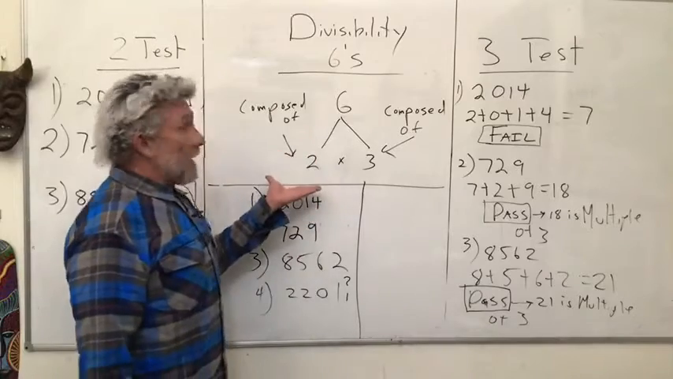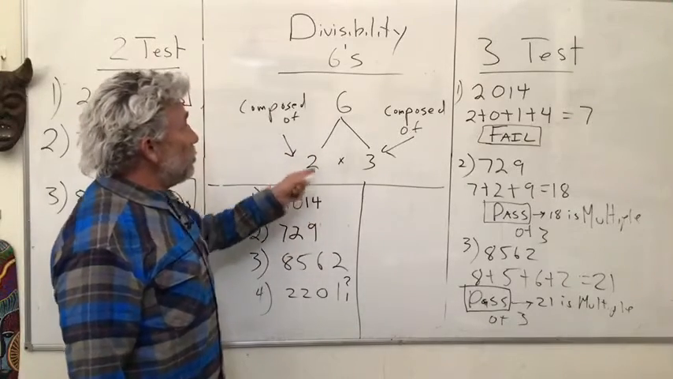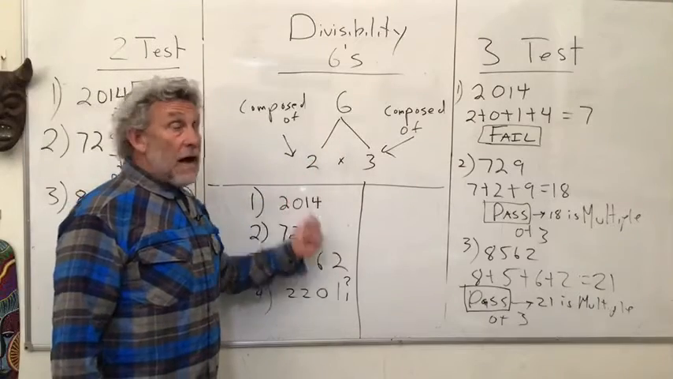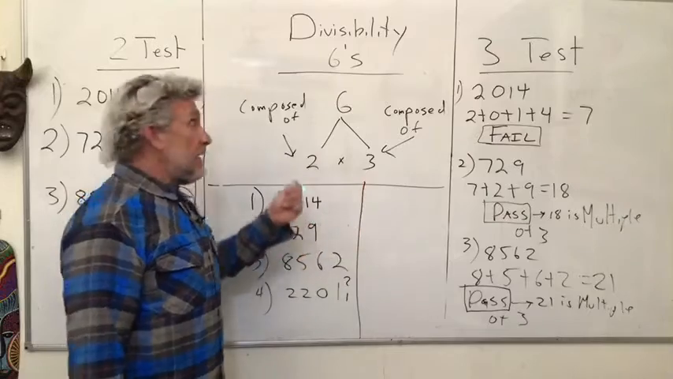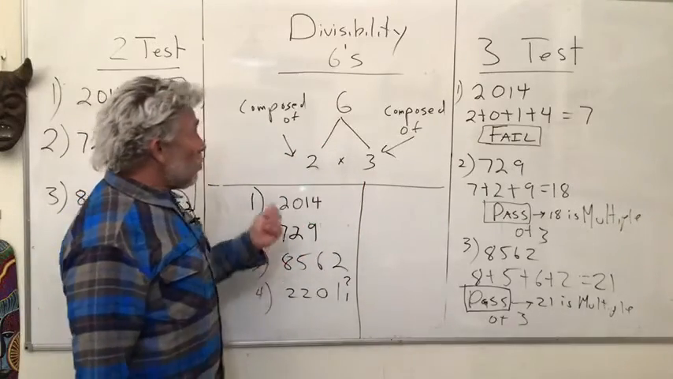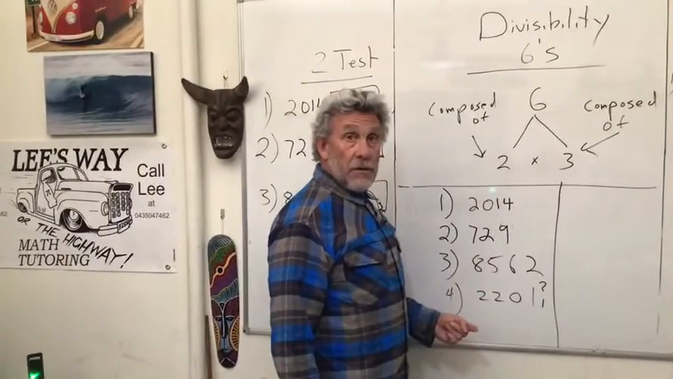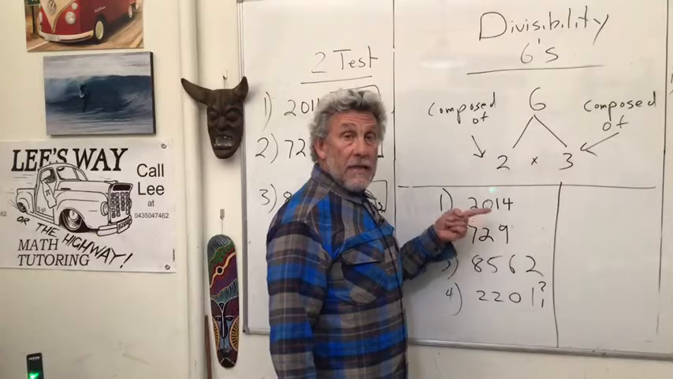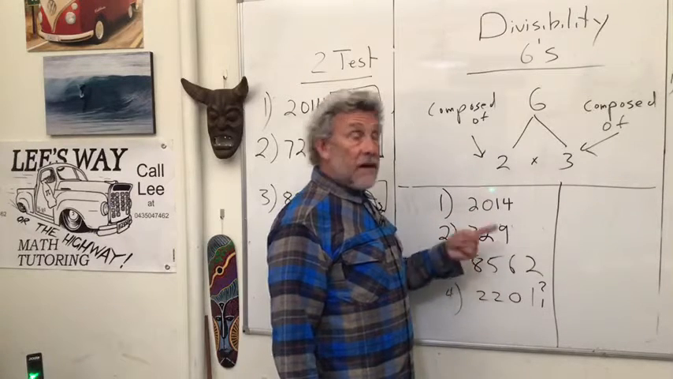So we're going to be looking at the sixes today, and the 6 is composed of 2 times 3. That's why the 2 rule and the 3 rule are critical in seeing if 6 will divide into a number without a remainder. So we're going to look at 4 sets of numbers here, and we're going to break them down to see what the different possibilities are if 6 divides into them.